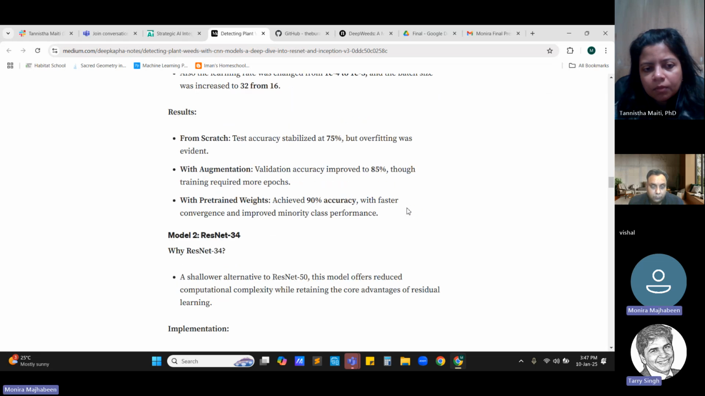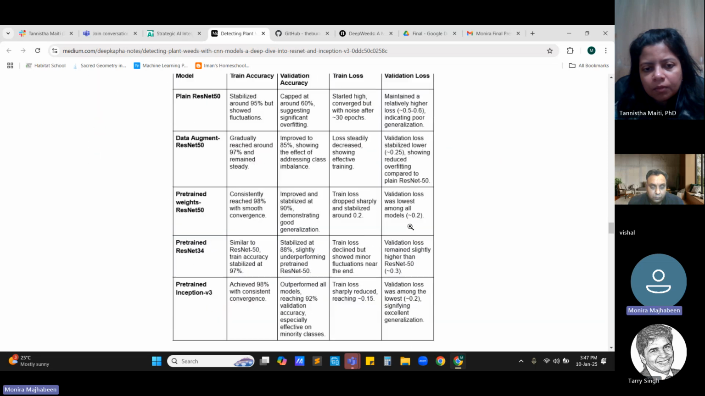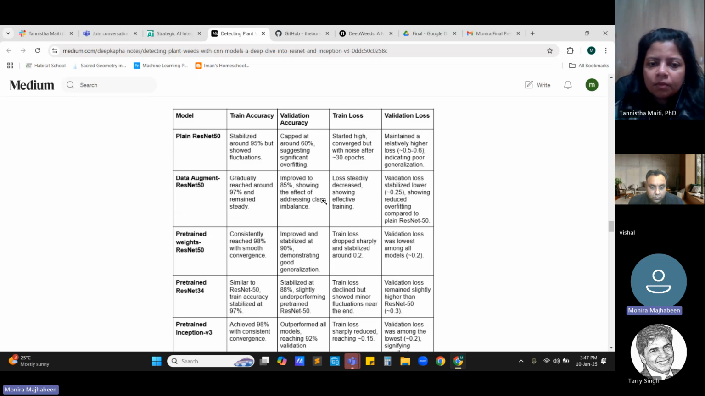And that did improve the performance. The validation accuracy improved to 85%, compared to what it was at 60% earlier. So that showed it was helping with addressing the class imbalance. The train accuracy remained around 97%; it was 95% earlier, so it stays around that area. The train loss also decreased, and the validation loss has also decreased.